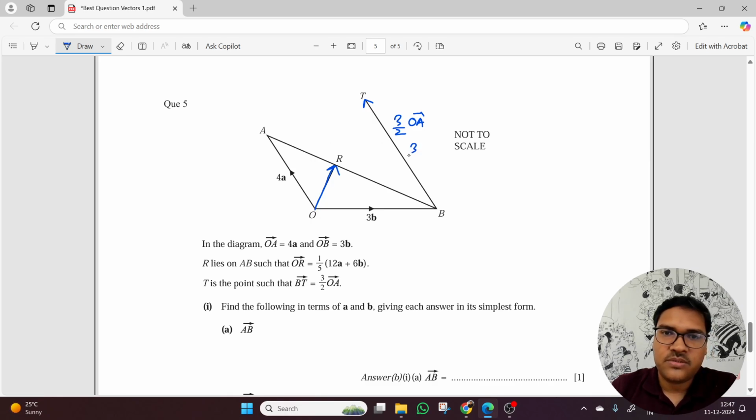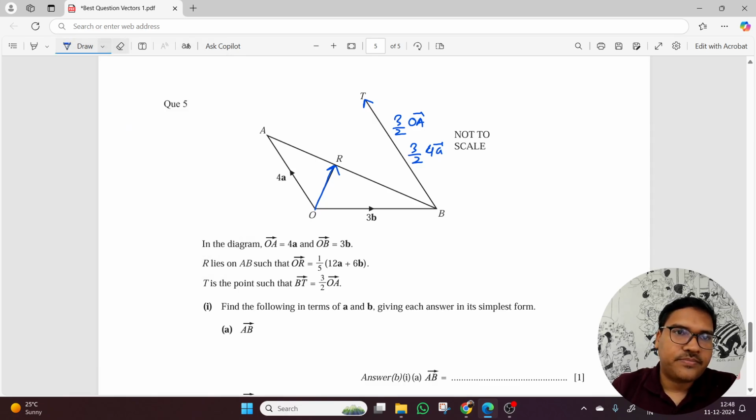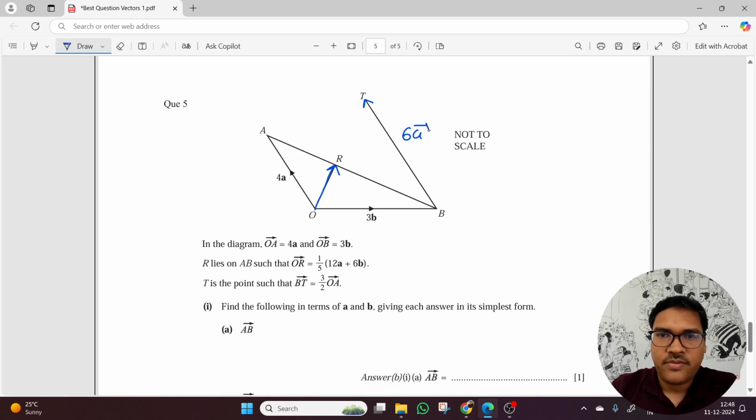That means you can say this is 3 by 2 times 4A, which is equal to 6A vector. So let me write this. This is 6A vector, right? Now, let's talk about the question. What is AB vector? You have to write AB vector. This is, I think, easy.